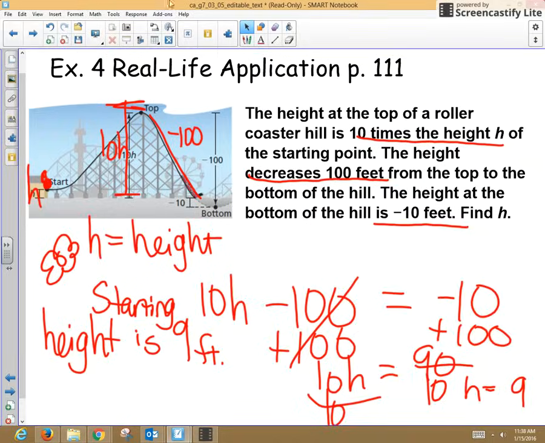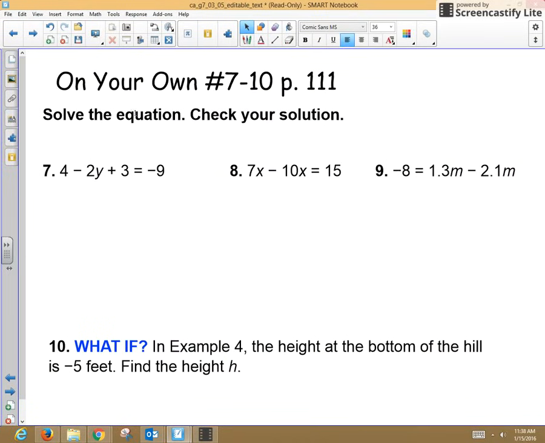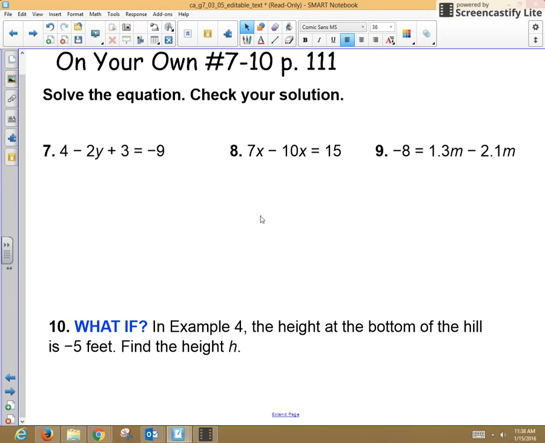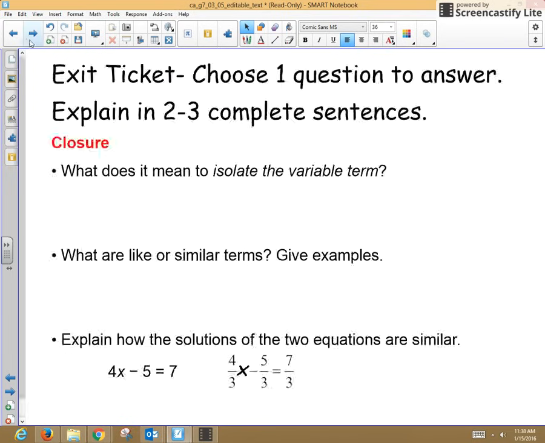Okay, at this time, I would like you to complete number 7 through 10 on your own, solve the equation, and go back and check your solutions. And number 10, what if in example 4, the height at the bottom of the hill is negative 5 instead of negative 10? Find the height H. So go and try that problem, pause the video, and show your work.